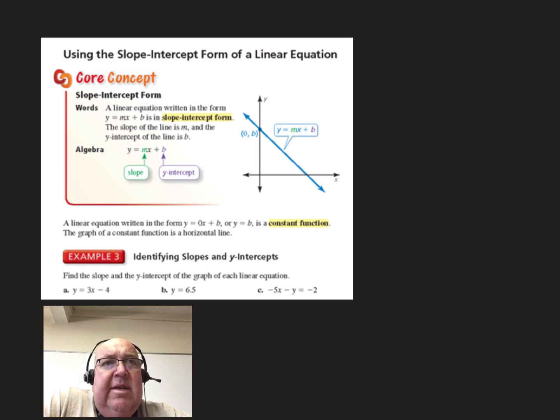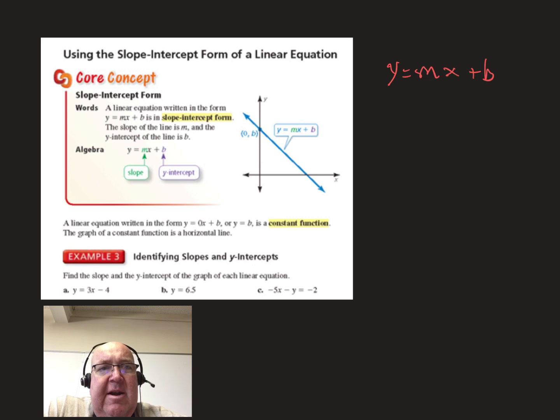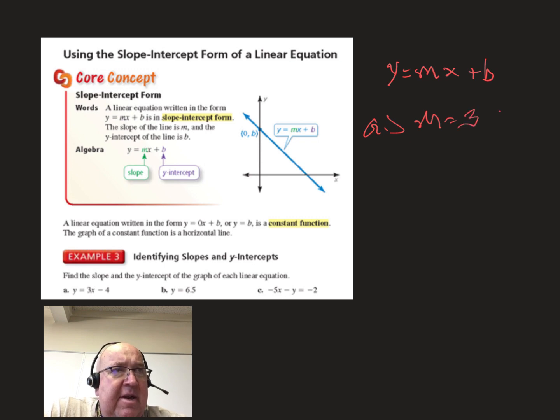So we want to use the slope-intercept form of a linear equation. I mentioned before, slope-intercept is y equals mx plus b. So find the slope and the y-intercept from this equation. Alright, so A, our m is equal to 3, and our b is equal to negative 4.